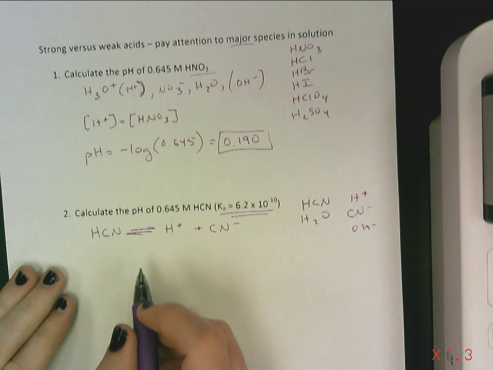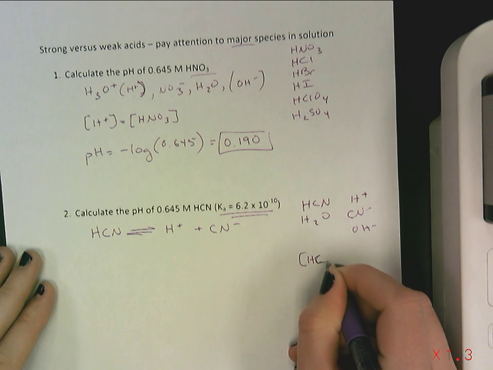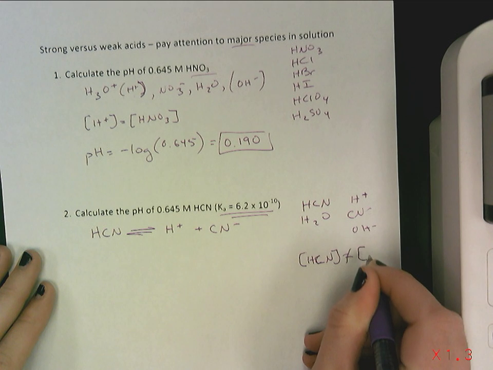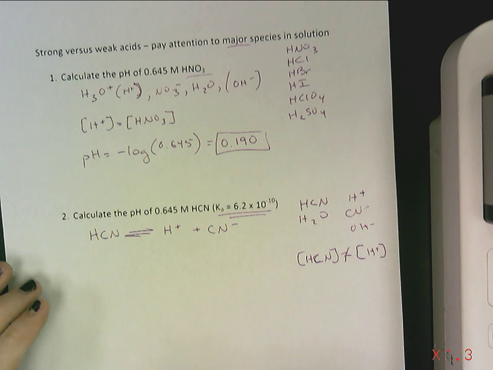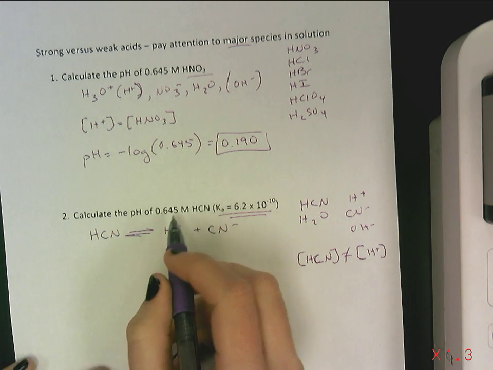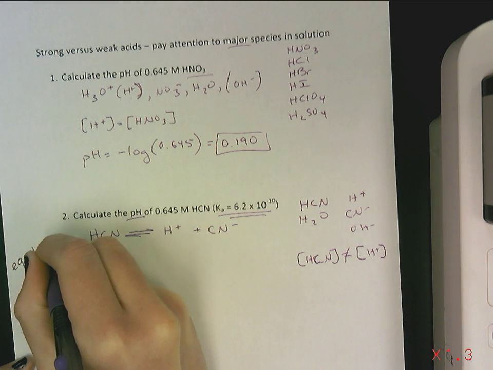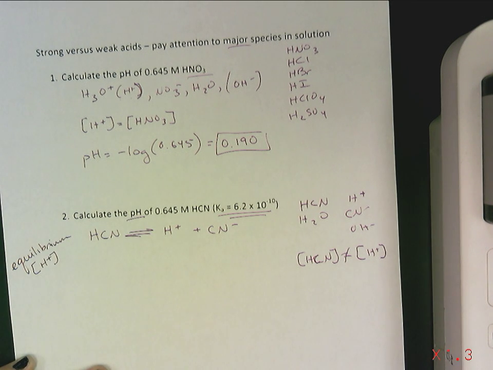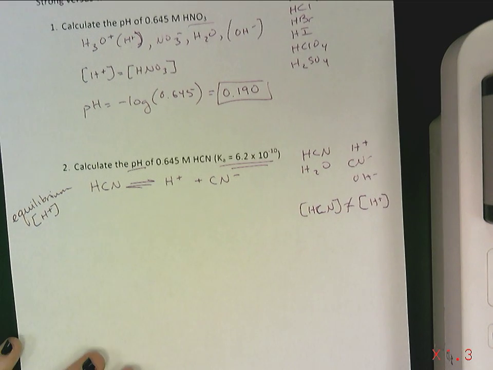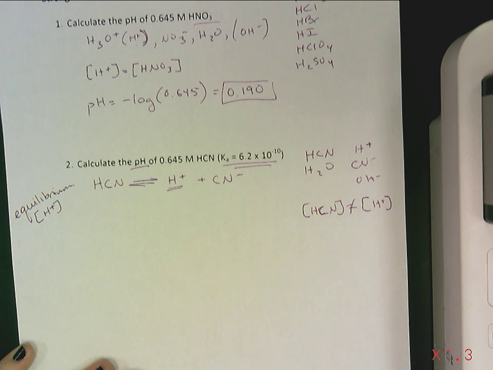Okay, so how do we figure out the pH? What this means as well is that the concentration of HCN is not equal to the concentration of H+, and that's going to be true for any weak acid. Essentially, what the pH is going to be dependent on in this case is the equilibrium concentration of H+. So what we're going to need to do in this situation is do an ICE problem, because we need to figure out what the concentration of H+ at equilibrium is going to be.